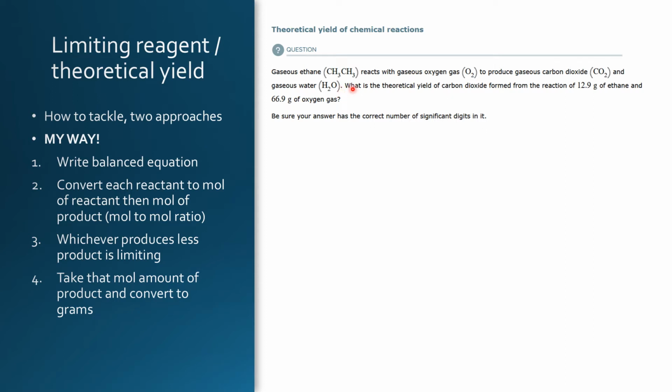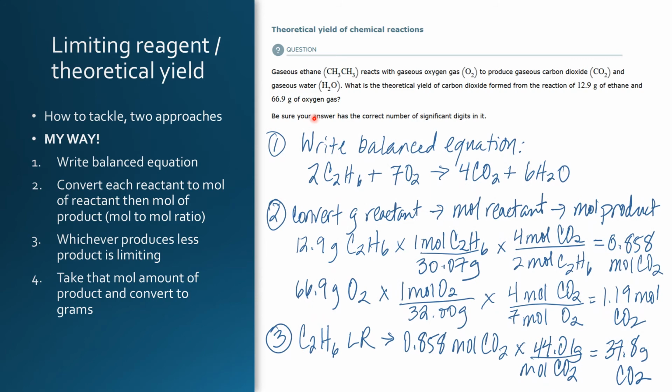First, take a close look at the problem. Ethane reacts with oxygen gas to produce carbon dioxide and water. Classic combustion problem. We react 12.9 grams of ethane with 66.9 grams of oxygen gas. So our first job is to write the balanced equation, and here it is. It ends up being 2 moles of ethane react with 7 moles of oxygen to produce 4 moles of carbon dioxide and 6 moles of water.